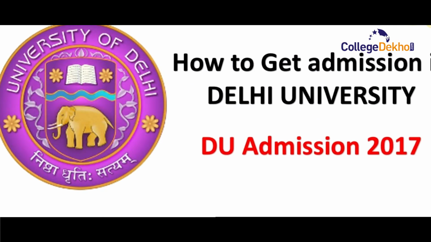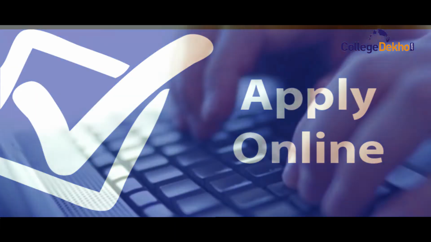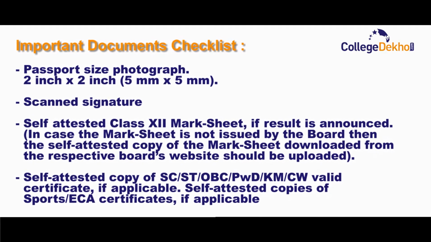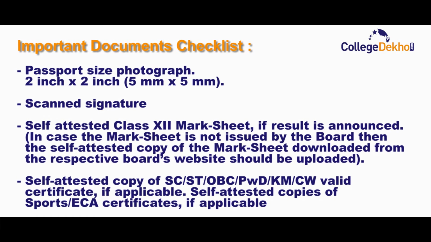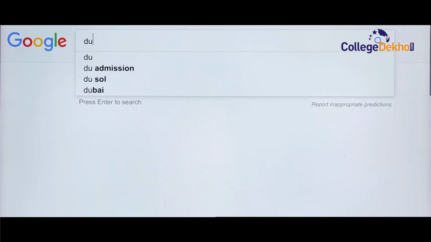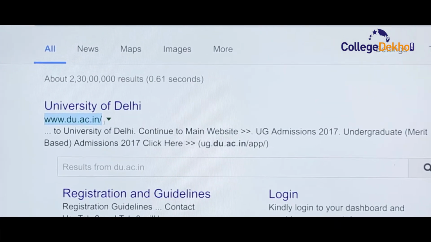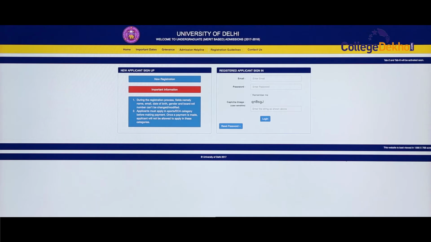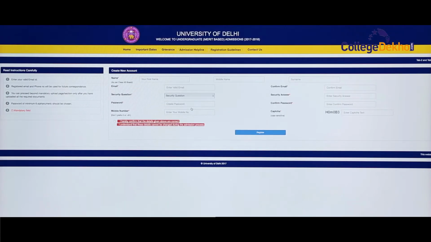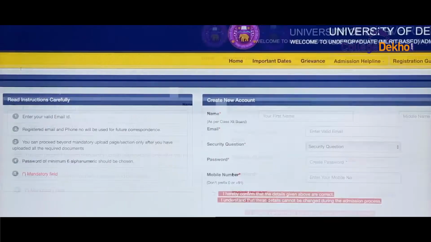Collegedekho.com brings to you a quick and easy guide to fill the online application form of Delhi University. Here's a checklist of important documents that you must keep handy before starting the online application for DU admissions. For registration and form filling, first visit the official website of Delhi University. As a first-time user, click on New Registration to create your account, which will lead you to the registration form.